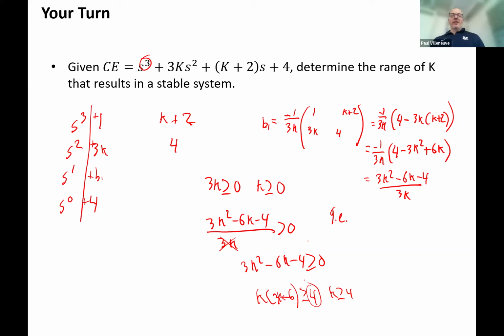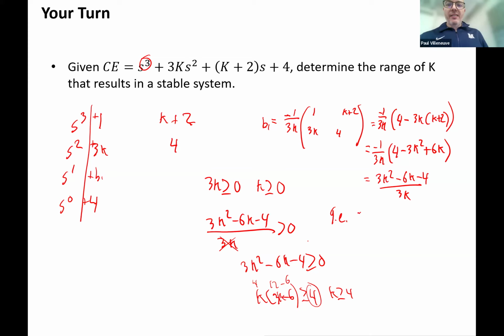So I've got to solve for K, right? I can't say K is greater than 4 because if I plug in 4 in here, this is 12 minus 6, right? So it would meet that rule, but we're just looking for it being a positive number. So let's do the quadratic equation.